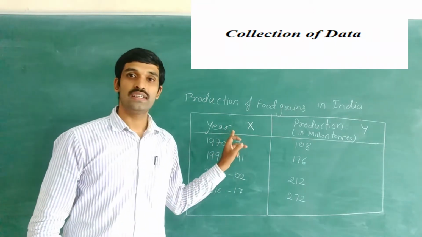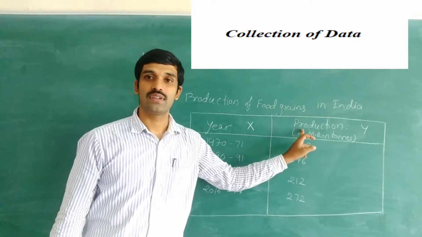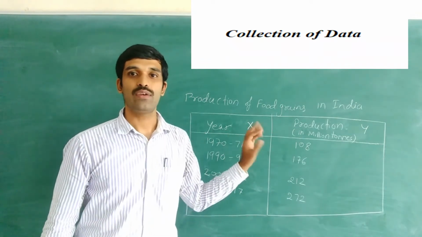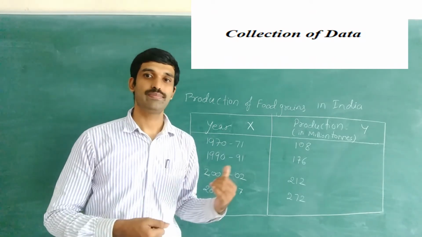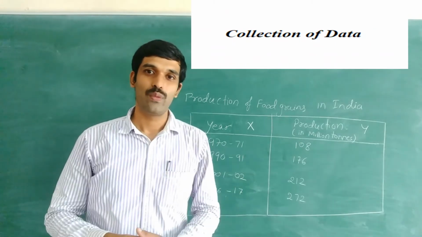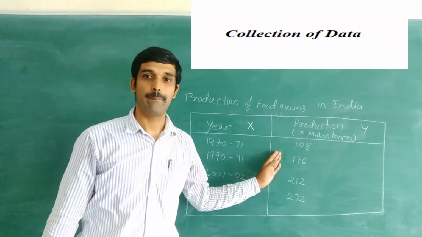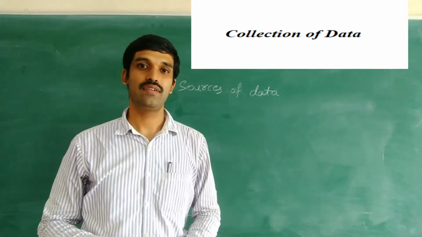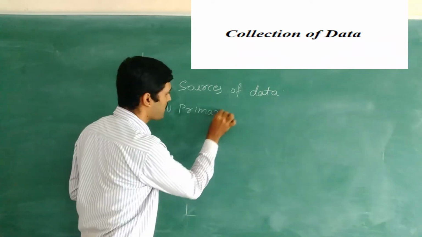Here we are considering year as the X variable and production as the Y variable. Here X and Y are two variables, the values of which, production and the year, are changing, so they are variables. One of the very important things you need to understand is how this data came, from where we have collected. Statistical data are collected from two different sources. One is primary data.